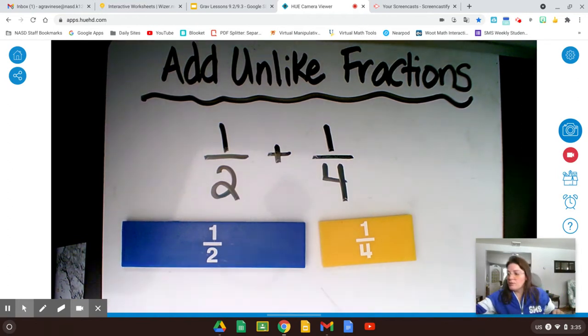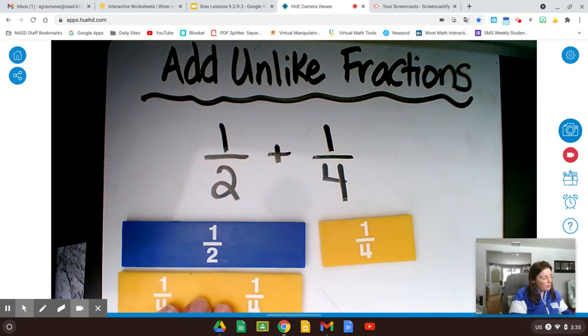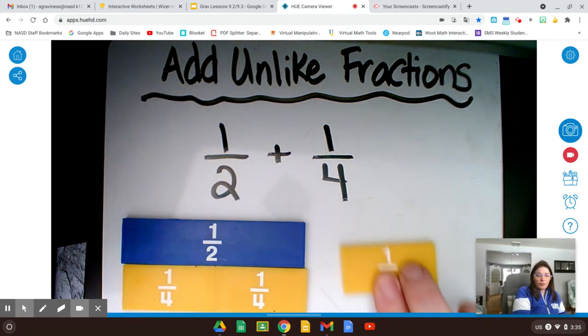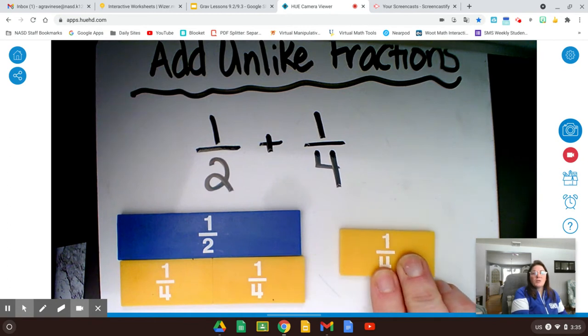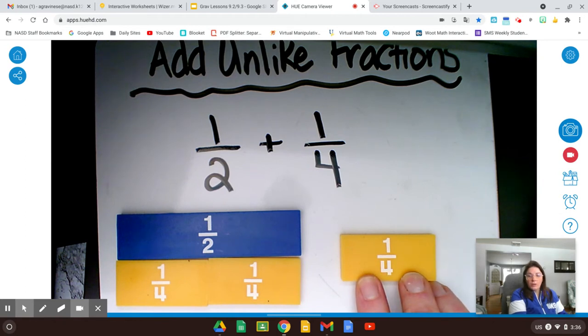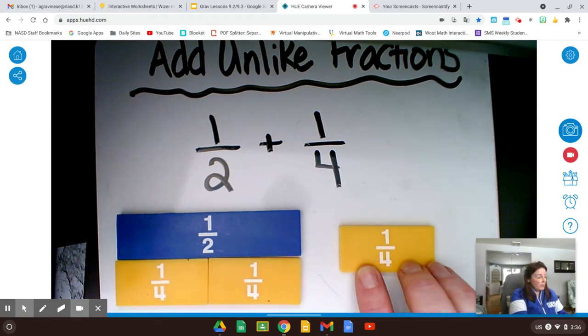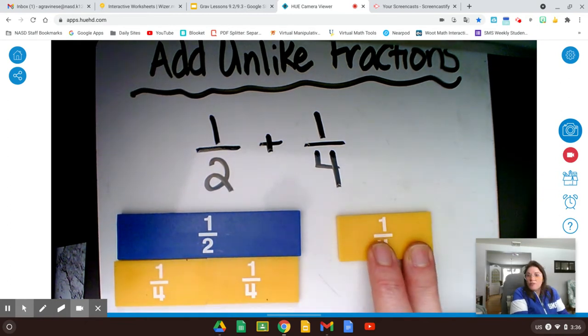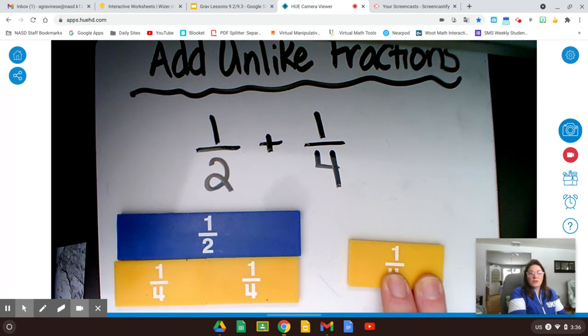We want to have the same color. How else can I make a half? I can make a half using yellow. And guess what? My other fraction was already yellow. So yellow it is. That means we're going to use all fourths for this problem. In the 5-step plan, one of our steps is to find a common denominator. Well, 4 is my common denominator because I can take 1/2 and make it fourths, and I can take fourths and keep it as fourths.